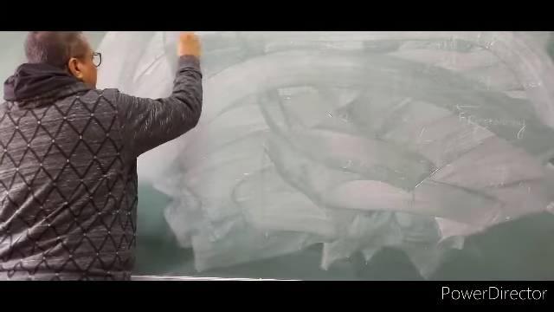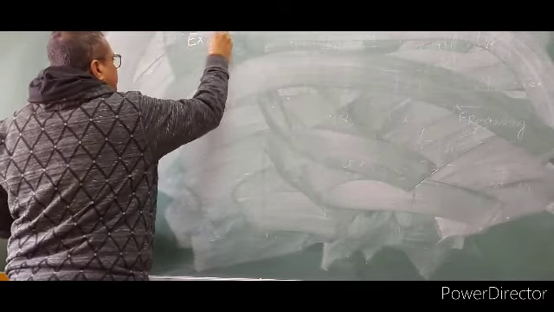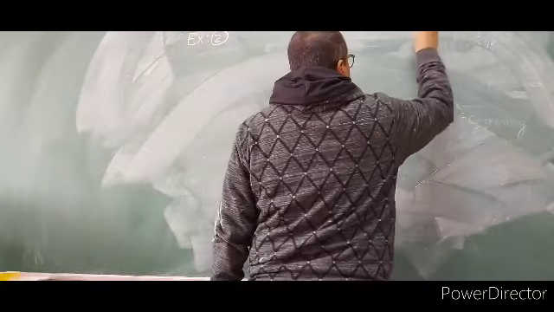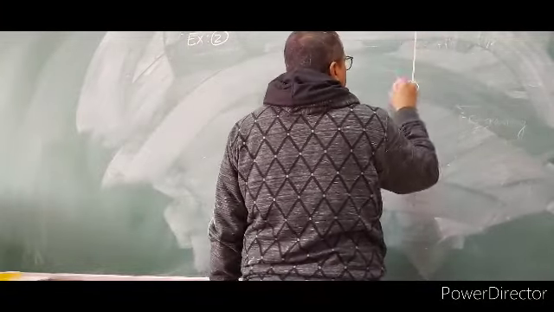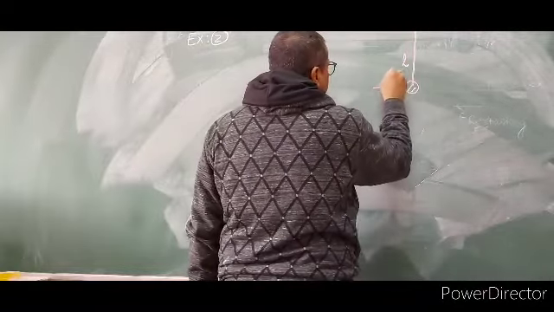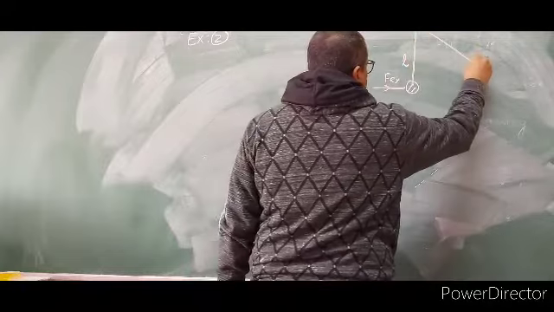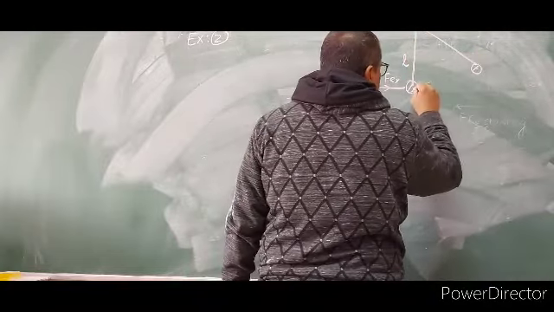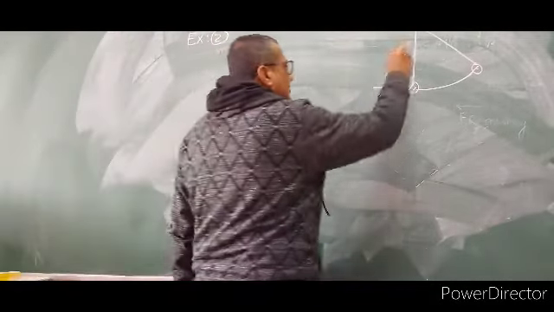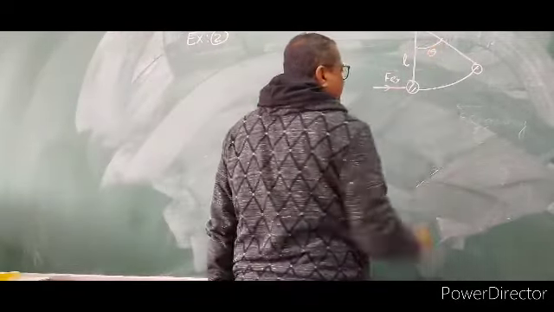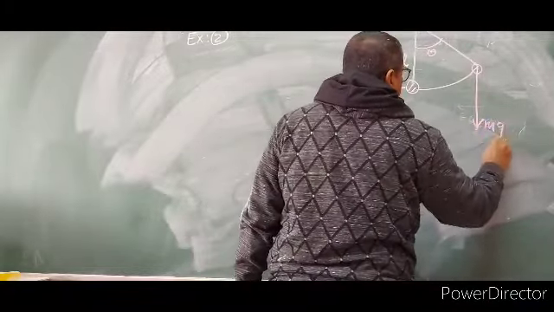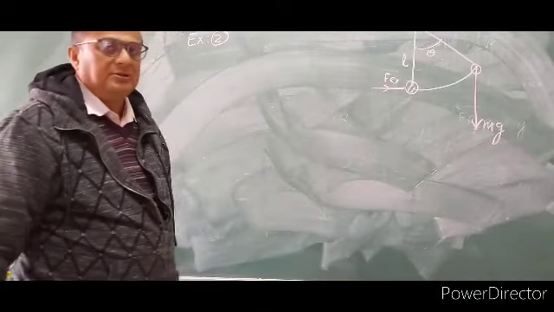Example 2. This is a simple pendulum. Its length is L. When we apply external force, it moves and acquires this position. That position is the extreme position, making angle theta with the vertical. Here is the mg.